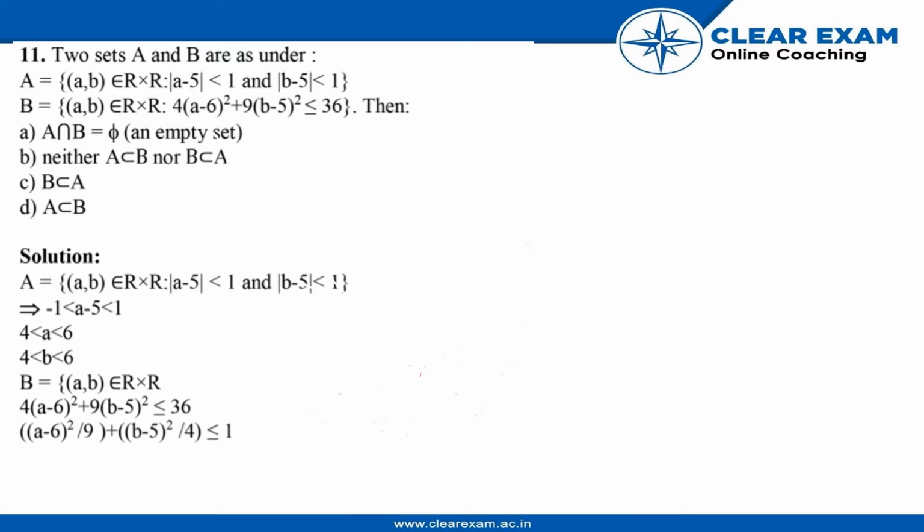In A it states that we have been given two variables a and b, in which both lie in the real numbers only. So the first equation is |a - 5| < 1 and |b - 5| < 1. We have been given mod, which means the value lies between -1 and 1. So from here we will have four equations: a - 5 > -1, and a - 5 < 1. So we will have similar equations for b also.